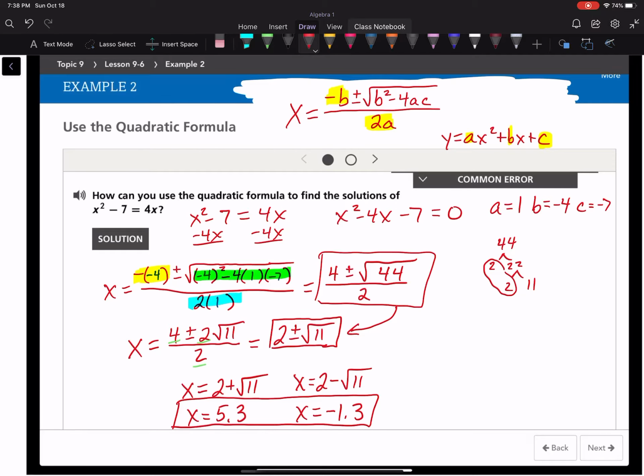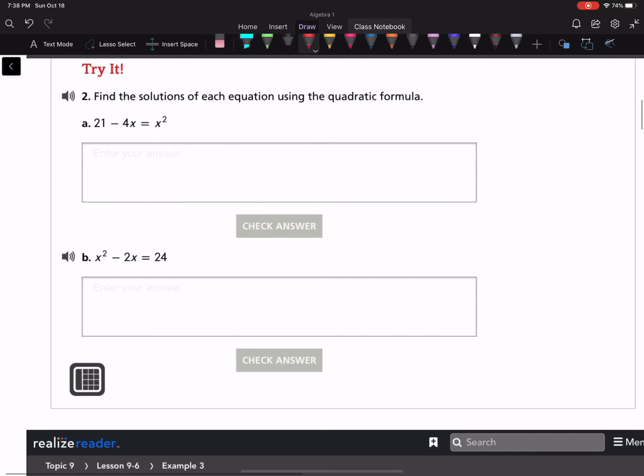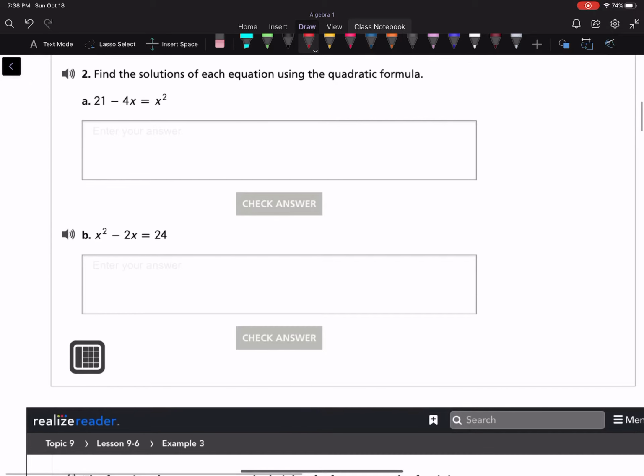So that's our first one. How do we do? Not too bad. All right, let's try another one. Try 2 more actually. Again, first step is to make sure it equals 0. So I'm going to add 4x and subtract 21 over here. And again, I'm just doing that so it equals 0. It needs to equal 0 before you plug it in, okay?